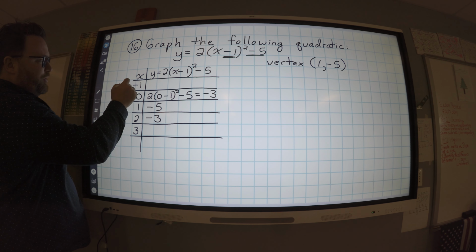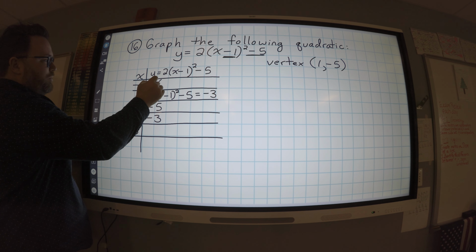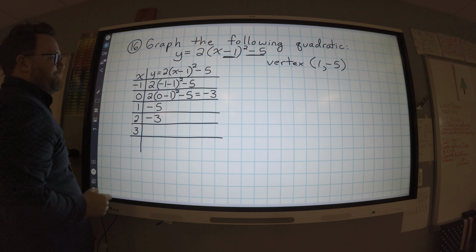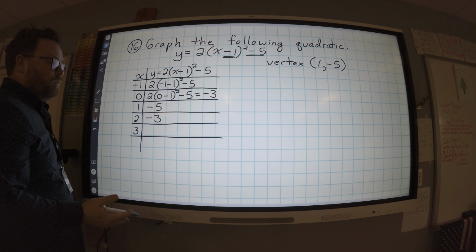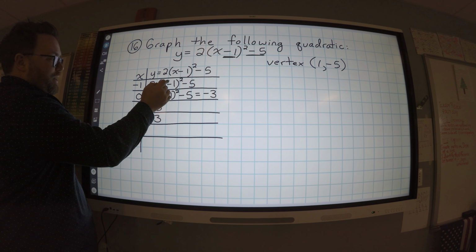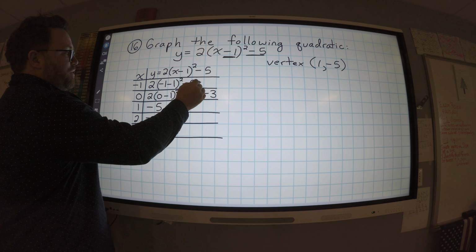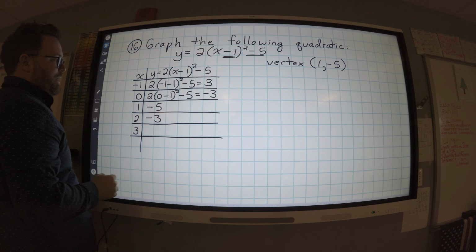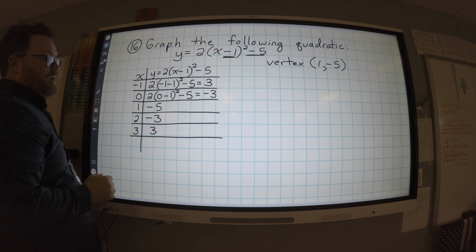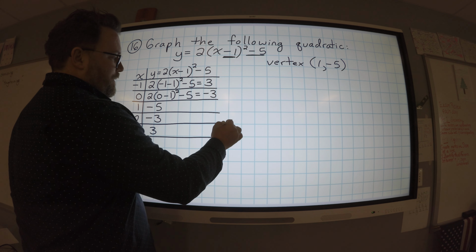Okay, I can also figure out the value for negative 1, so I do 2 times negative 1 minus 1 squared minus 5. Negative 1 minus another 1 is negative 2, and negative 2 squared is going to be positive 4. So we have 2 times 4, so that's 8, minus 5, so that value is going to be 3. And this value here is also going to be 3. Okay, so now I can plot my graph.